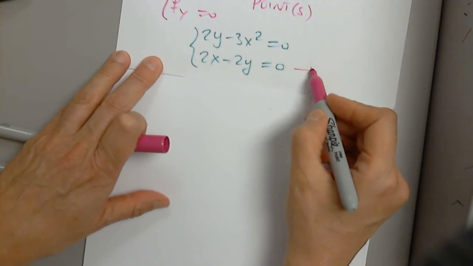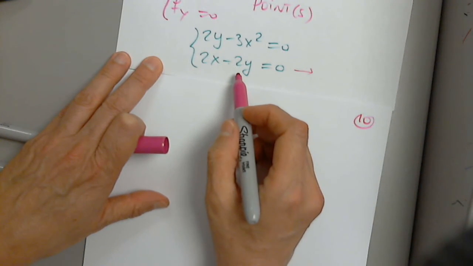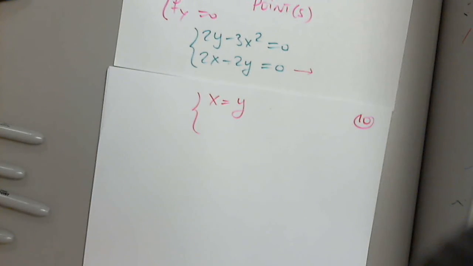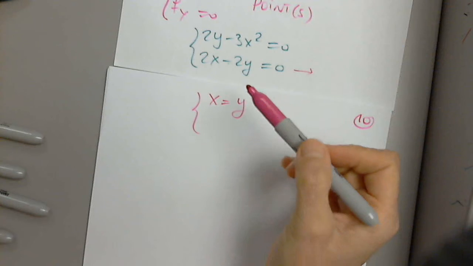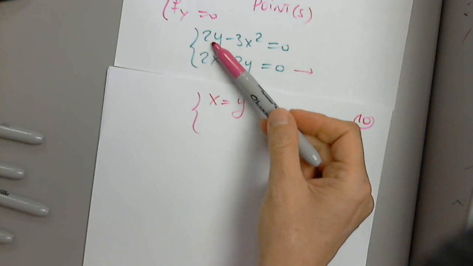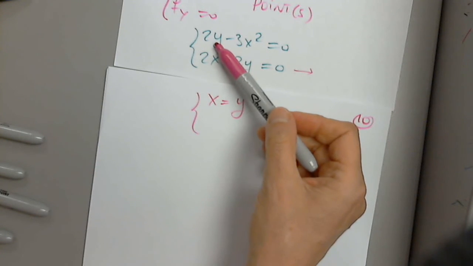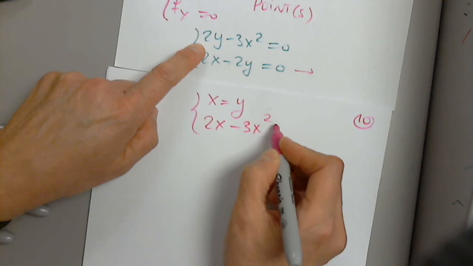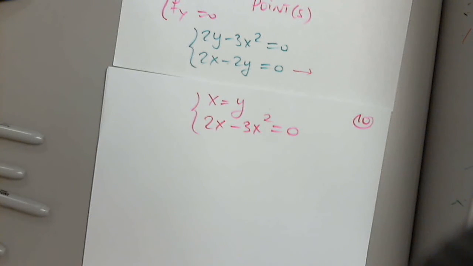Good. So here I will definitely divide both sides by 2, and then I get x equals y. I will replace x by y or y by x. So I prefer replacing this by x. So I have 2x minus 3x squared equals 0. Are we okay so far?